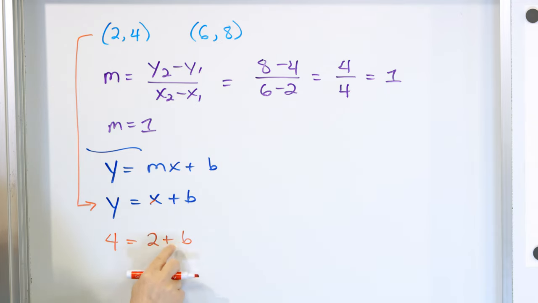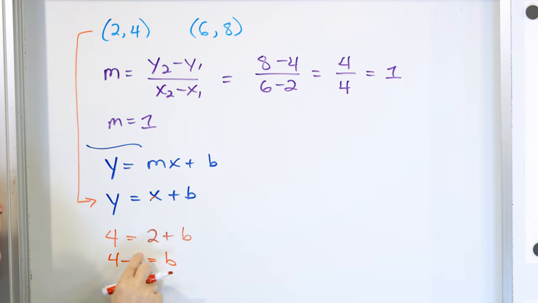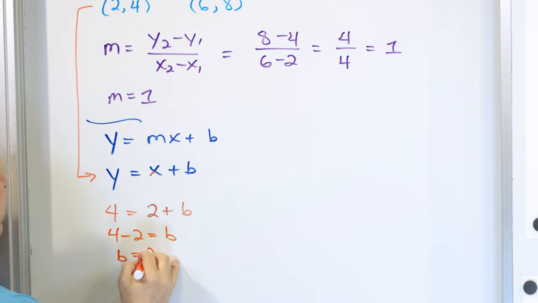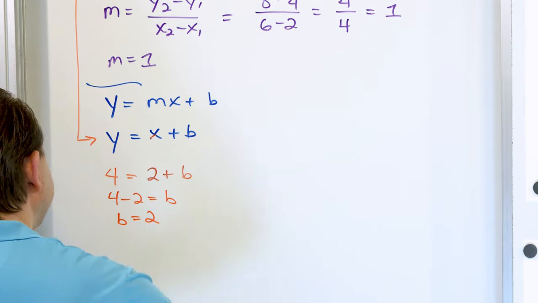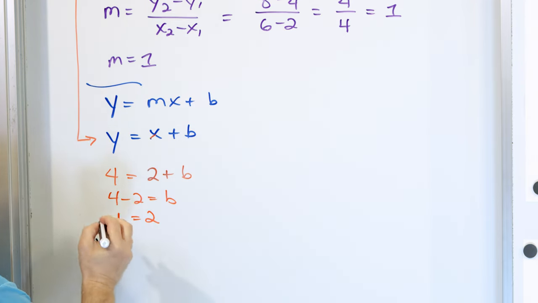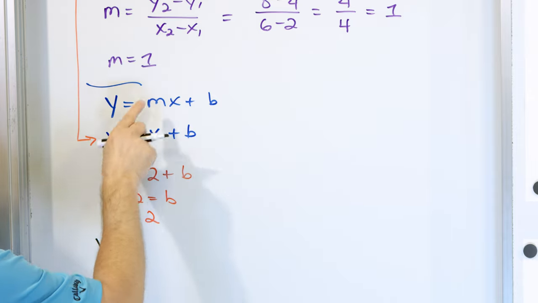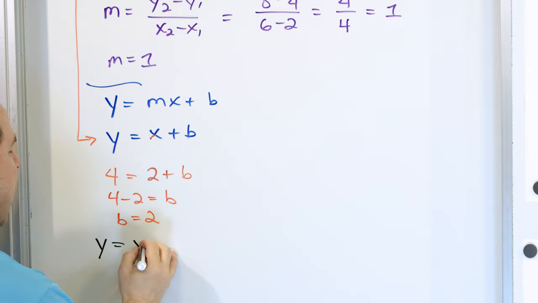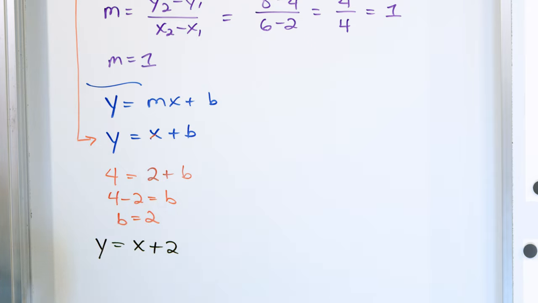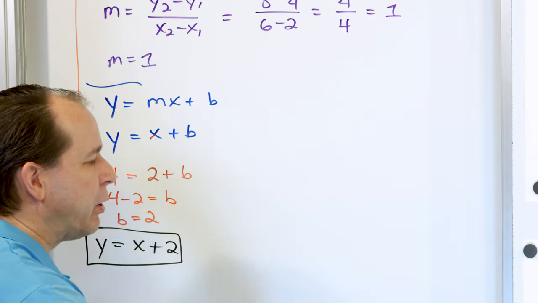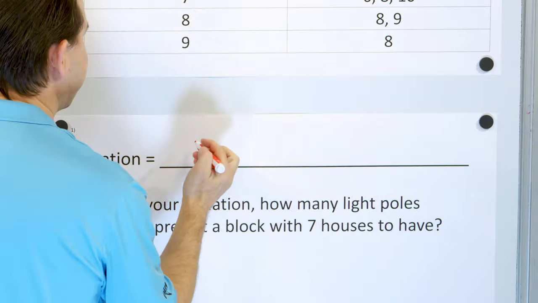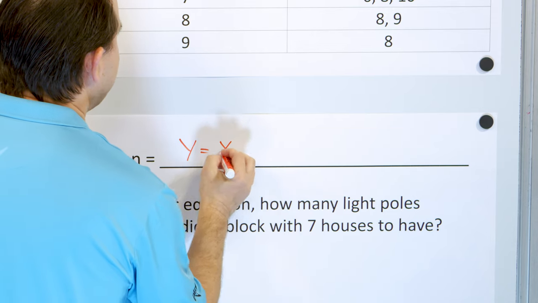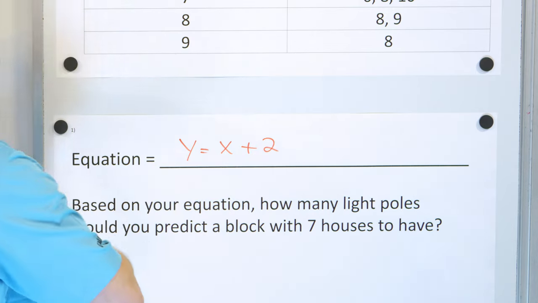So we want to solve for b. We're going to subtract 2. 4 minus 2 is equal to b, because I subtract 2 from this side, subtract 2 from this side, b is equal to 2. And so what we have figured out is that y is equal to mx plus b. M is 1 here, so it's x plus b, x plus 2 right here. And this is the equation of the line of the best fit. And that is the actual first part of our problem. It asks us, what is the equation of that line? Y is equal to x plus 2.